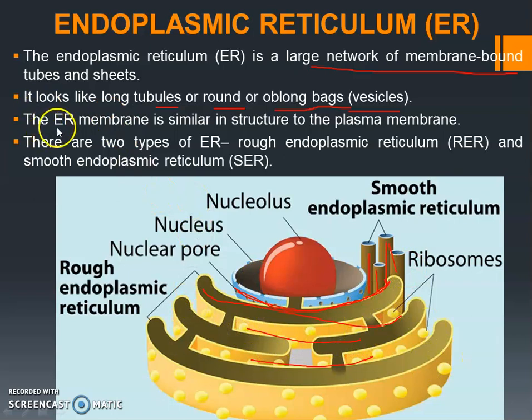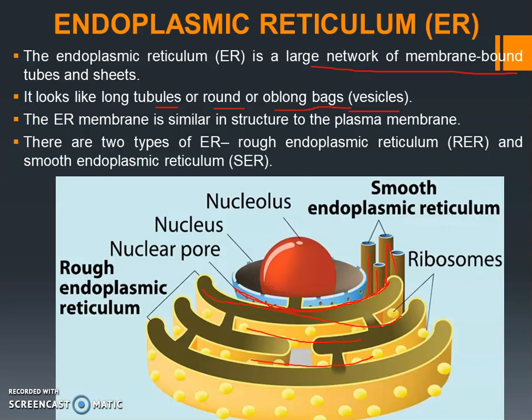Okay, and this ER, which is the endoplasmic reticulum membrane, is similar in structure to the plasma membrane. Its outermost membrane is similar to the structure of the plasma membrane. We have seen the plasma membrane; it is made of lipids and protein. It has a structure of a bulged head and a tail-like extension. So this endoplasmic reticulum membrane is also similar in structure to the plasma membrane.